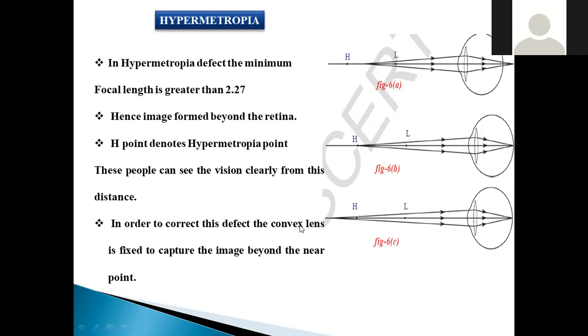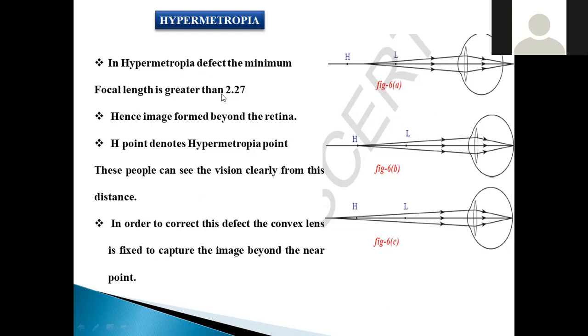If a picture is present away from this hypermetropia point, in this case also you can clearly see the image of that. That means far away objects are very clearly visible. The objects which are near to the human eye are very difficult to see, right? The H point in hypermetropia stands for the minimum distance up to which vision is clear. Before this H point, the vision is blurred. That point is said to be the H point, which is the hypermetropia point.